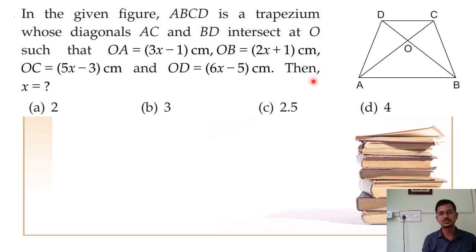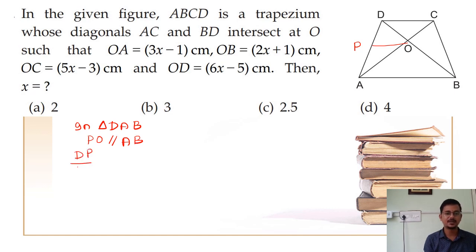So we will solve this question using a simple construction. We'll draw a line segment PO which is parallel to AB. So in triangle DAB, we can apply here BPT. Why? Because PO is parallel to AB. From BPT, we can write DP upon PA is equal to DO upon OB. So this is our first equation.